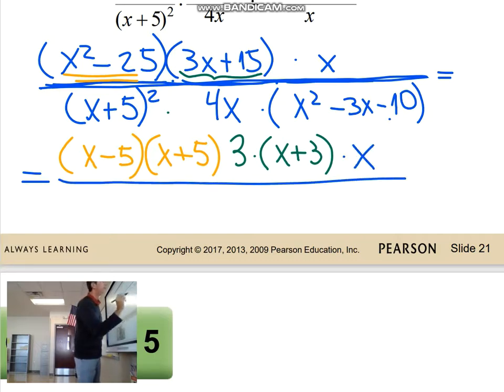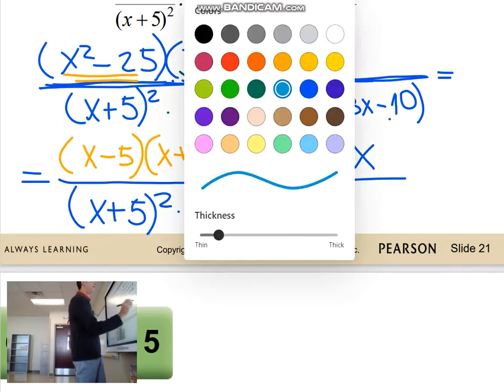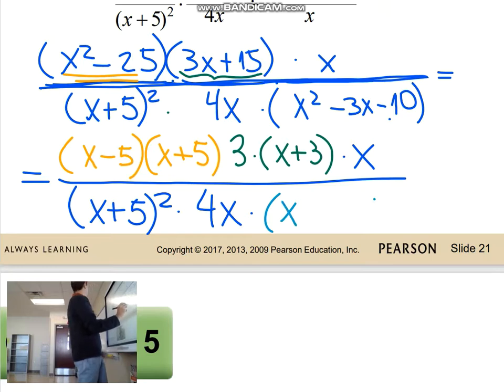At the bottom, check this. x plus 5 squared is already factored, so we don't need to change it. Times 4x, cool. Times x squared minus 3x minus 10. This is a polynomial that you can factor using the AC method, for example. And the answer, the factors are going to be x plus 5, x minus 5 times x plus 2, right?